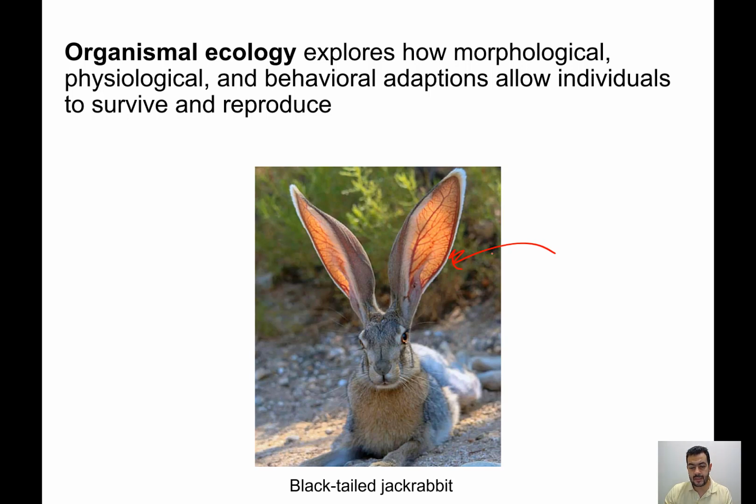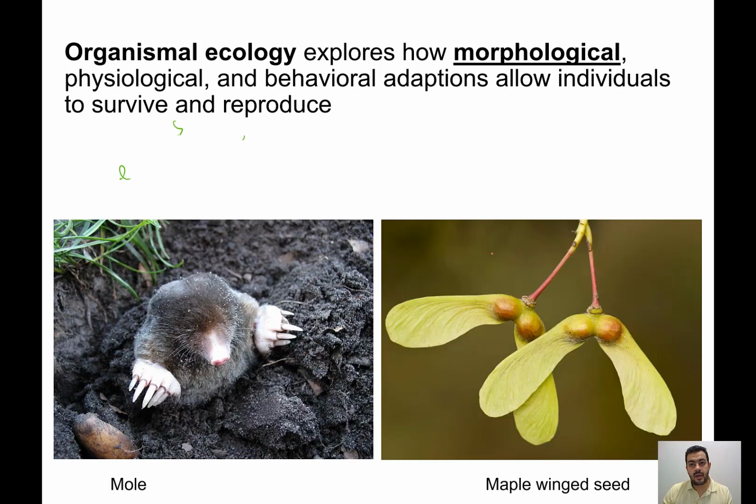so it keeps the rabbit cool in the hot weather of the desert. Another example, as we said, organismal ecology explores how morphological and physiological and behavioral adaptations allow the individual to survive and reproduce. So here we are focusing on morphological adaptations. We have two examples. The first one is the mole. So what we can see, it is characterized by these huge claws.